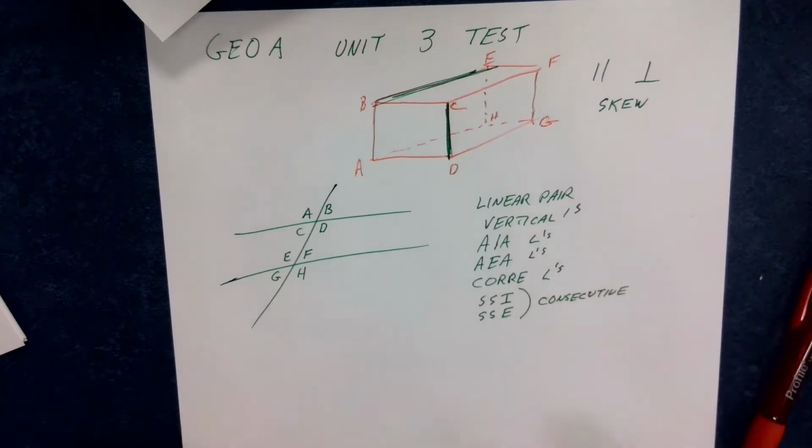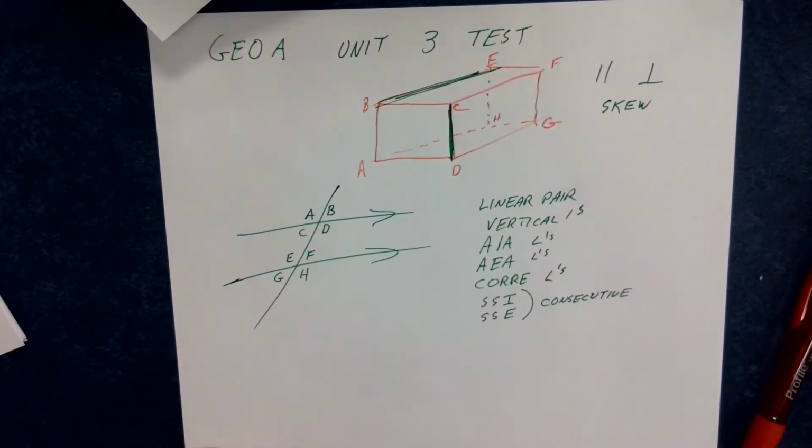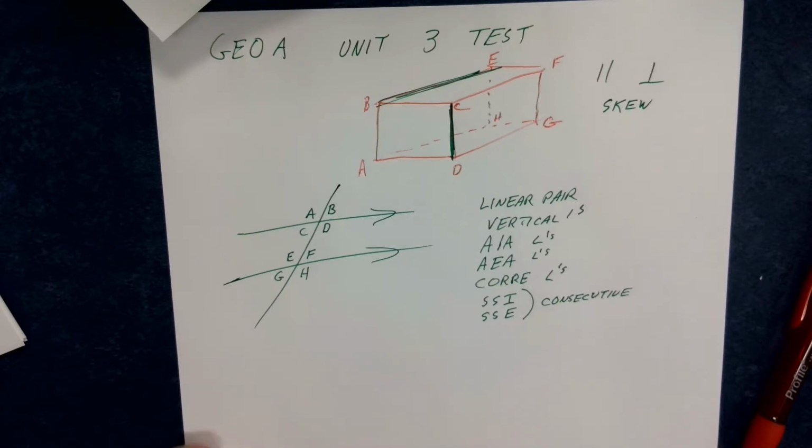So know all of those, and then know specifically if the lines are parallel, what the relationship is, or that it guarantees once the lines are parallel. So we've got all of those things.